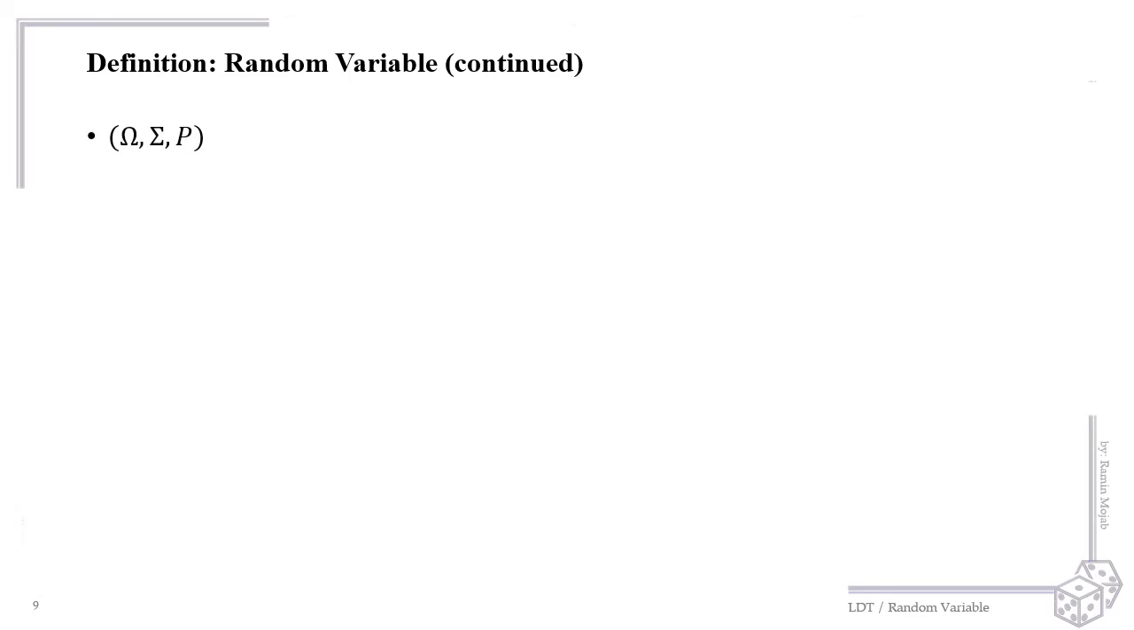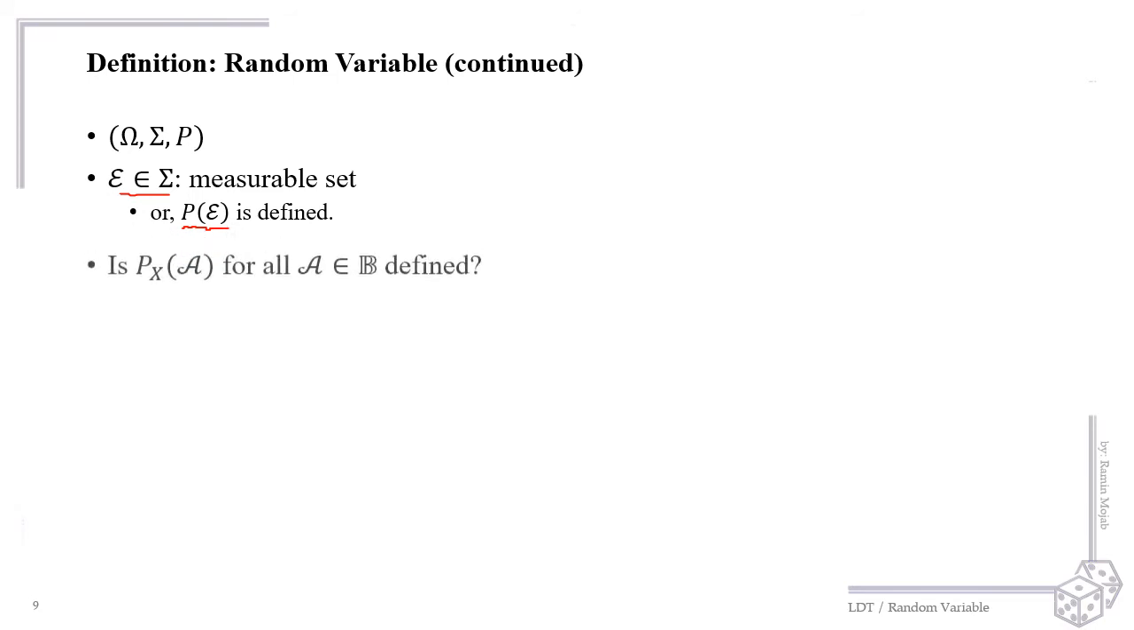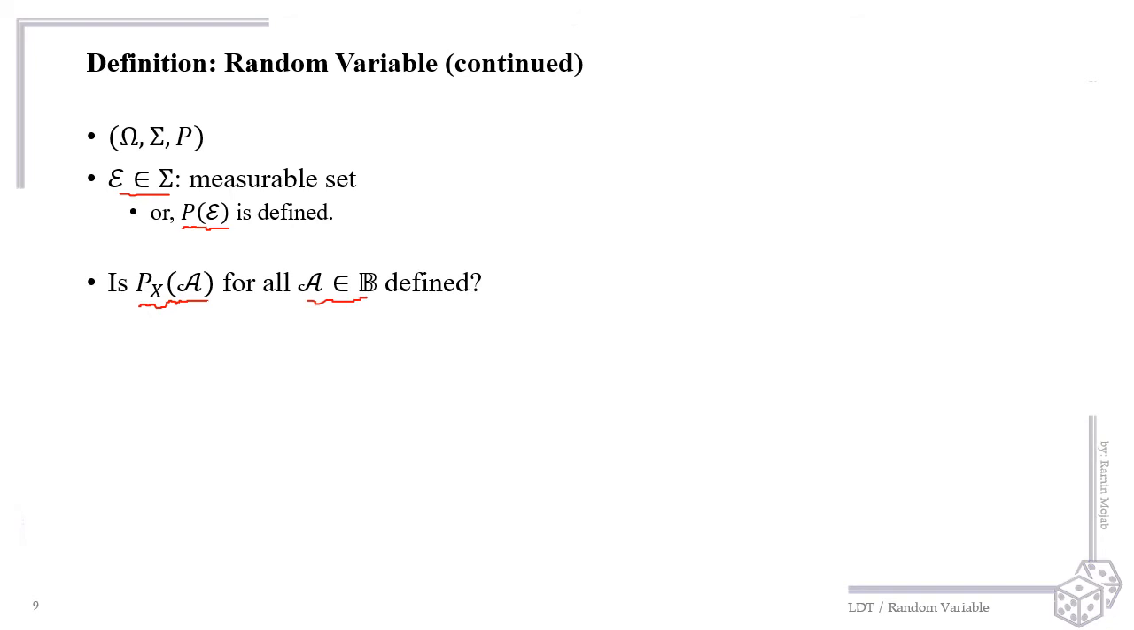Let's talk about the measurability condition. We have this ordered triple. This is the probability space, and each member of sigma is a measurable set, and we can calculate its probability. Now, P sub X of A, the distribution of X in A for all A in B, is it defined or not? This is an important question.